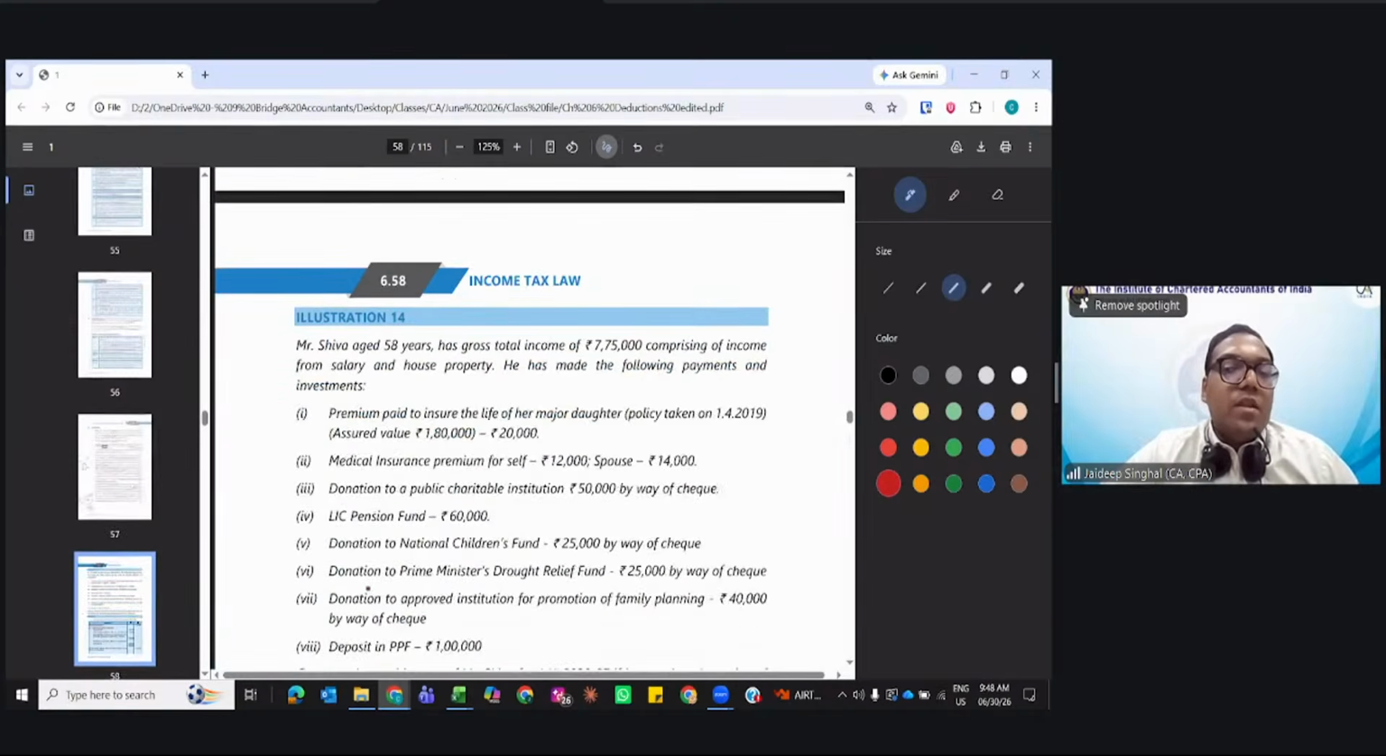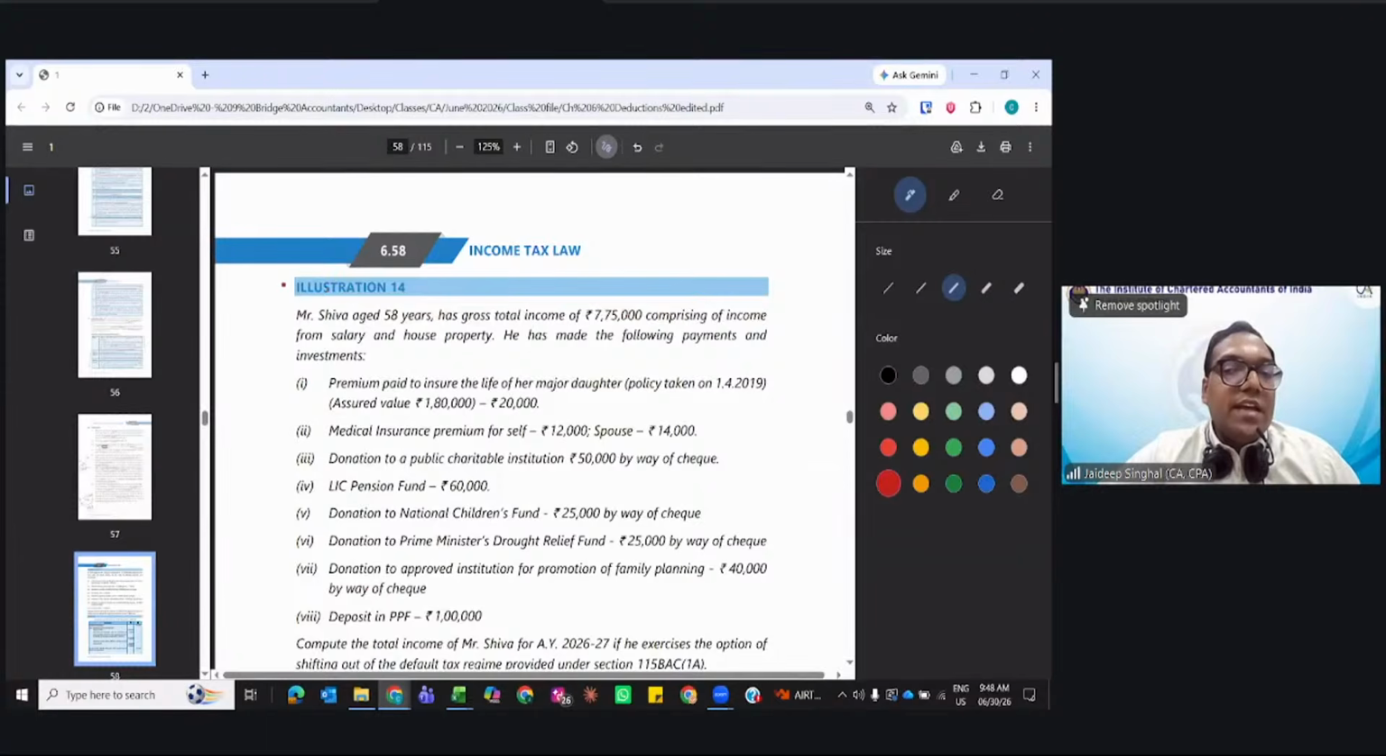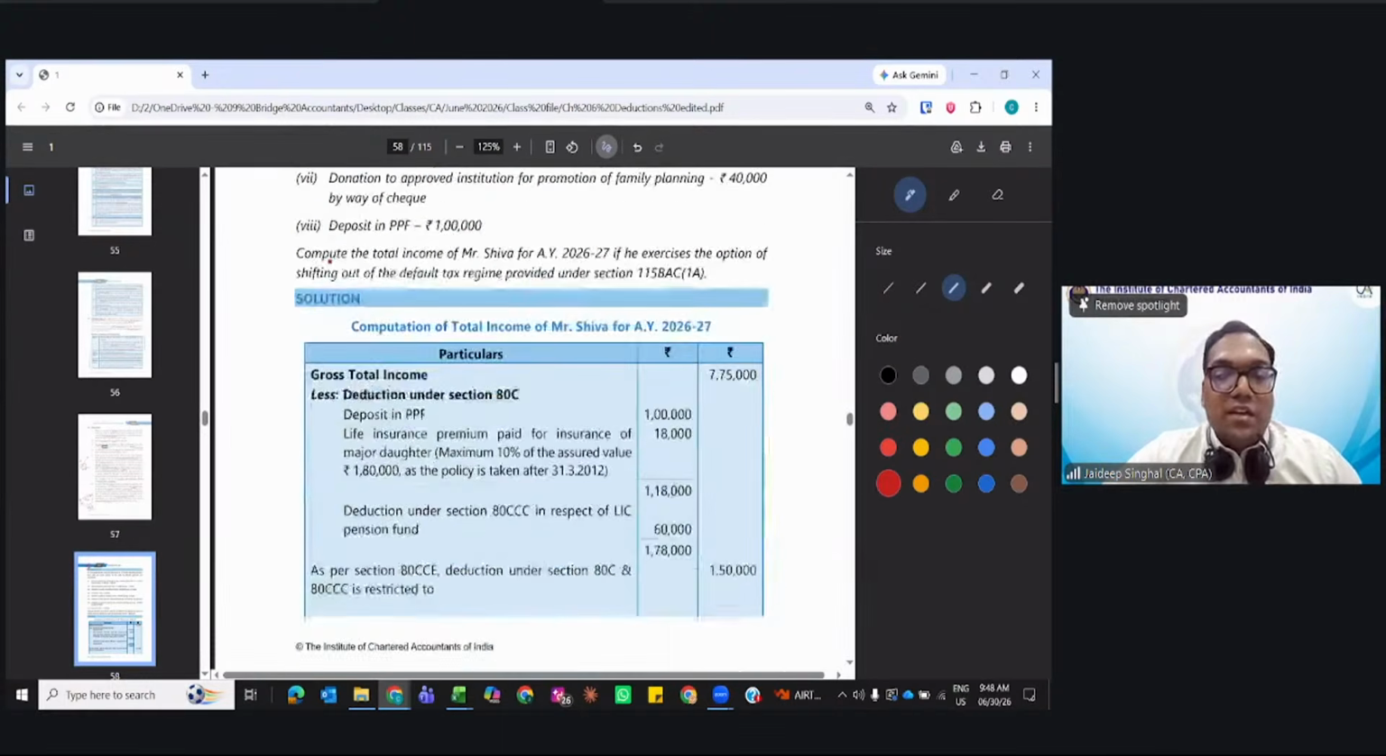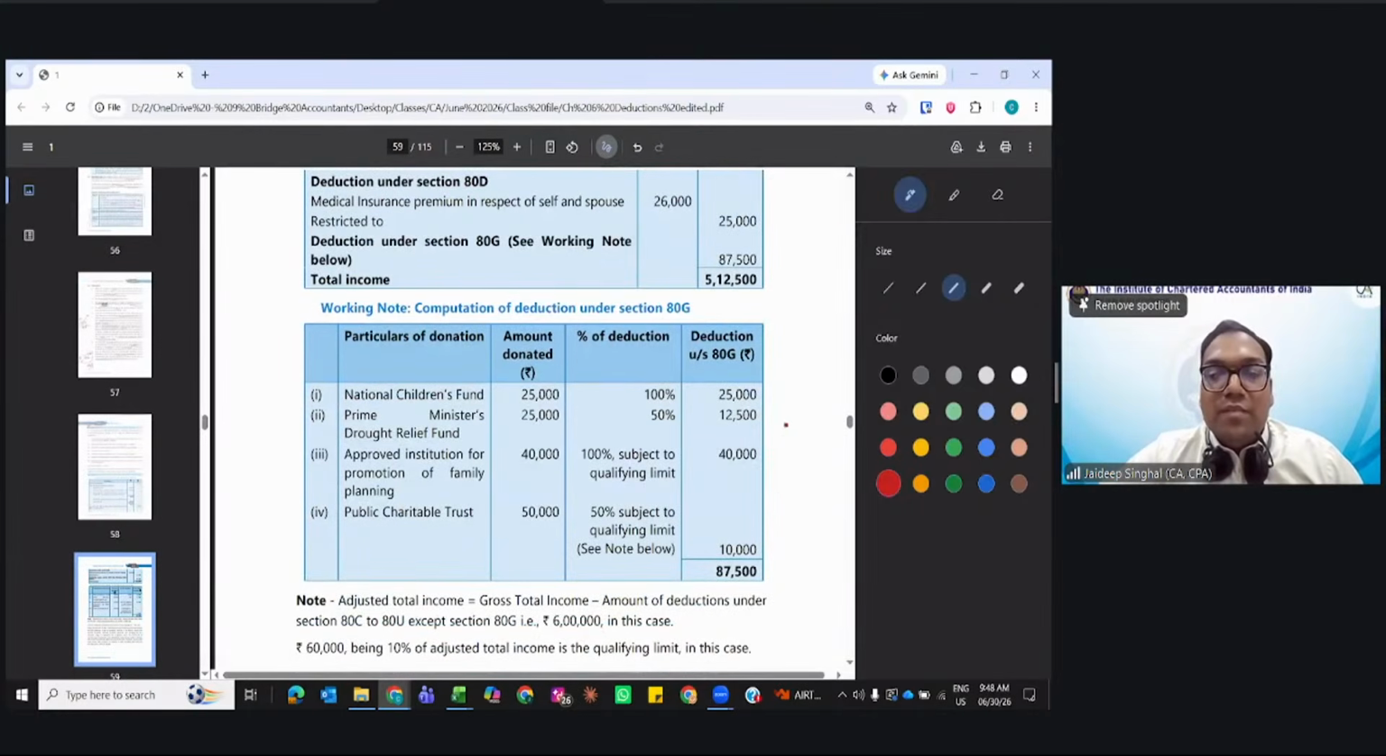Clear? Now, illustration number 14 is again a very good example. This is your homework. Please do it. In the next session, if you have any queries, you can discuss them. This calculation is very important here.